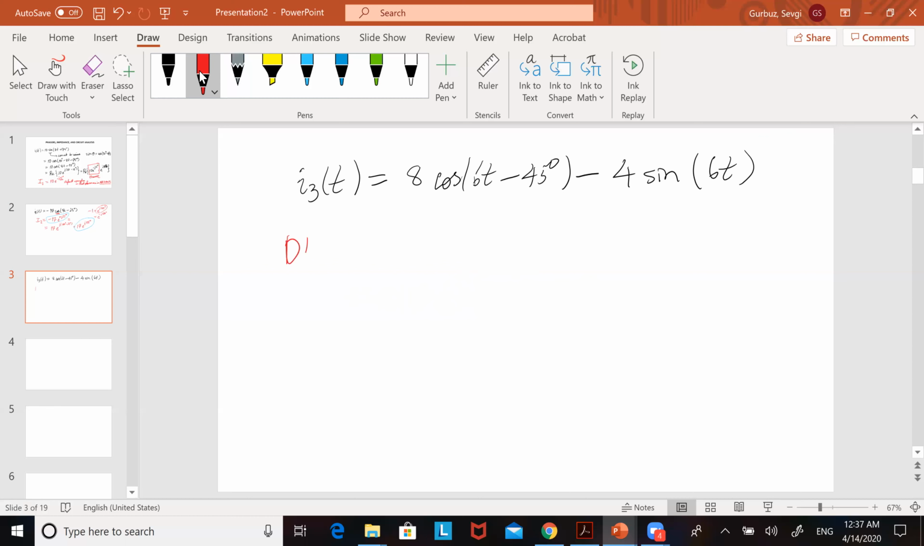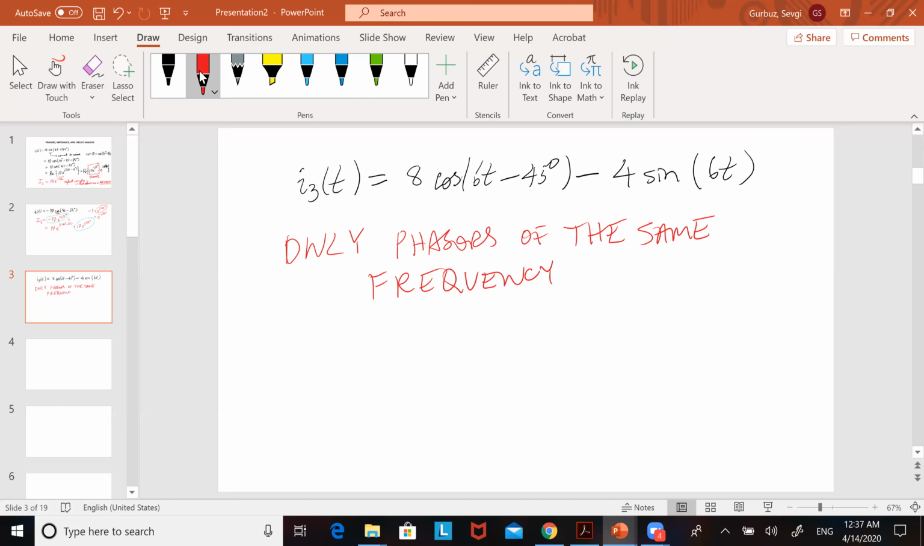So only phasors of the same frequency can be summed. This comes from the fact that the phasor is actually a scalar multiplicand to whatever the frequency term is.